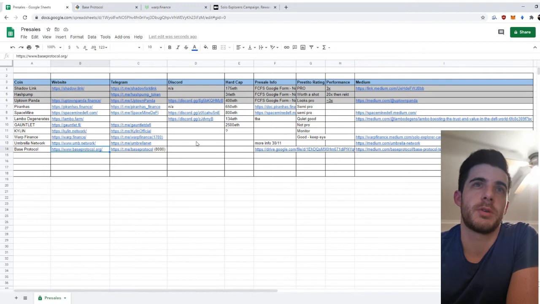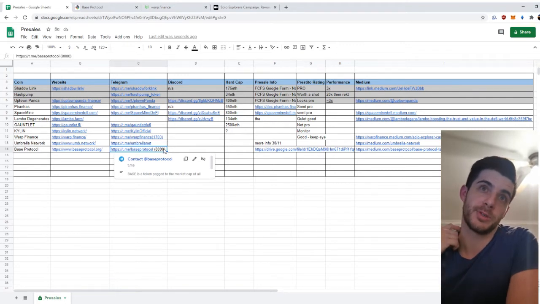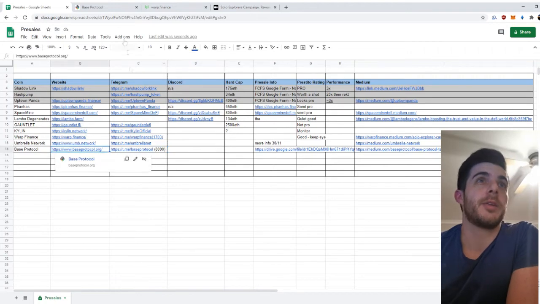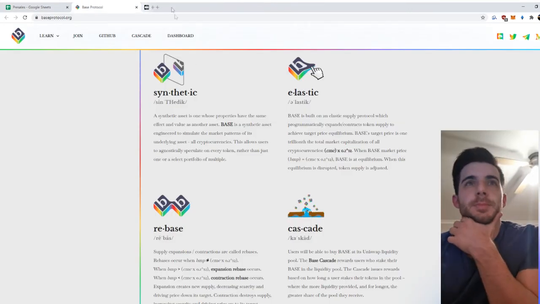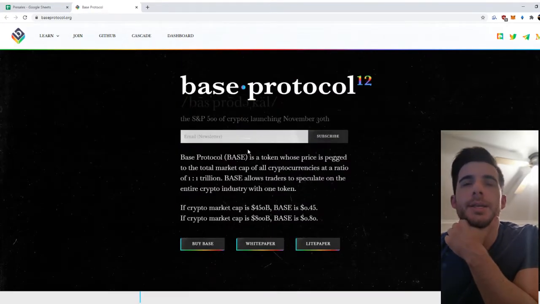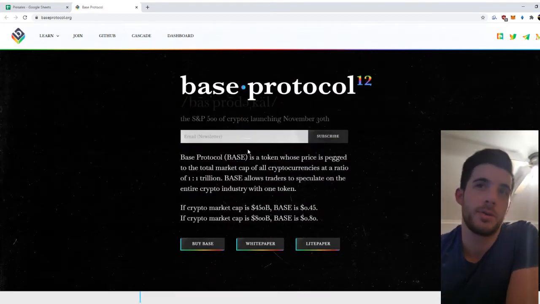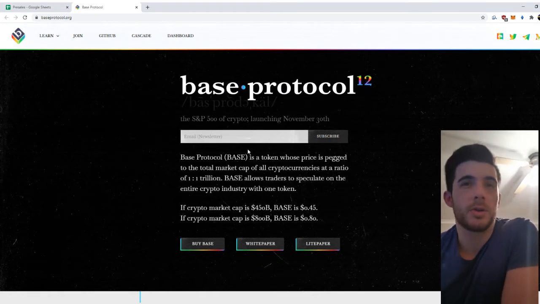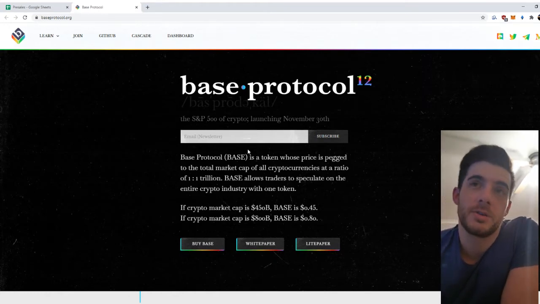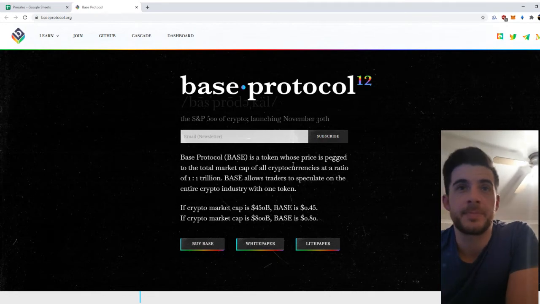The next one I find really interesting is Base Protocol. They've actually got 8,000 members on their Telegram, and it's pretty active, so it's not like it's fake members. So that's good. Then if we go to their website, they claim to be the S&P of crypto. So their token is based around the market cap of crypto. So if you're bullish on crypto, then this token is maybe worth buying.